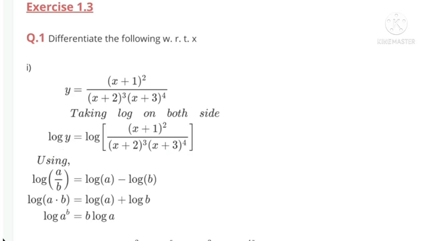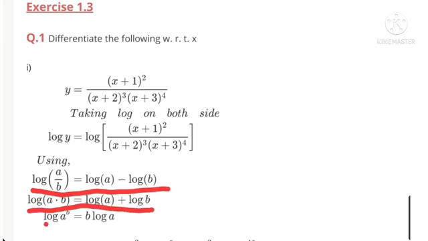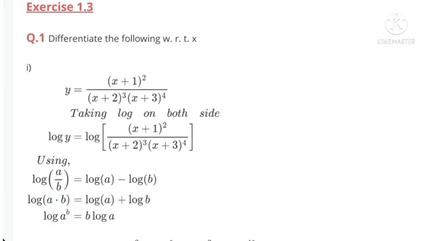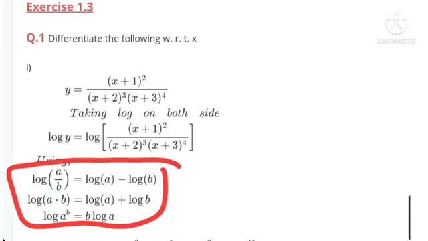Now you know the formula for logarithm. Log a upon b is equal to log a minus log b. If there is division we take minus, and if there is multiplication we take plus. And you know log a into b is equal to log a plus log b. And the third formula, log a raised to b is equal to b into log a. We know these three formulae of logarithms. You remember all these three formulae.